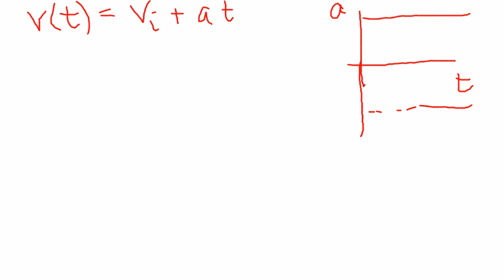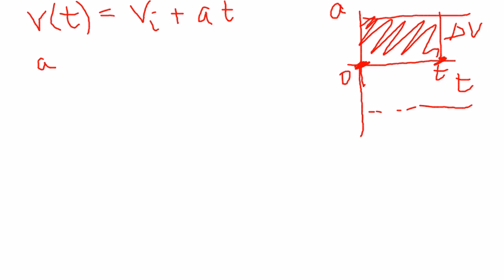Nonetheless, the area in this graph here, if you accelerated from 0 seconds right in here to some value t, then the area in here has meaning. And the meaning of that is delta v. That's a change in velocity from, for this case, 0 seconds to some value of time t. So if you're using calculus, you would say A equals delta V over delta T.